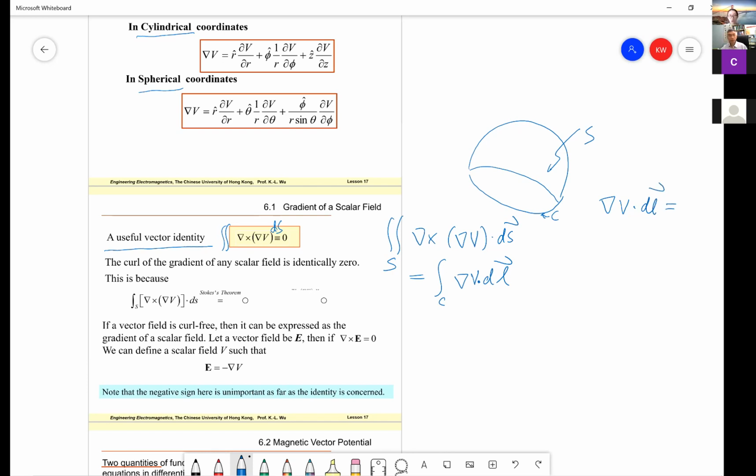Do you remember what that is? This is the total differential. Sorry, not T, it is a V. This is the total differential, right? So this is equal to the total differential. That means this is a closed surface. Say that this equal to this, right? This equal to this.